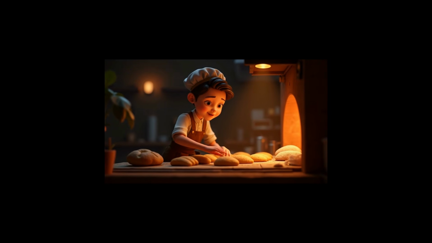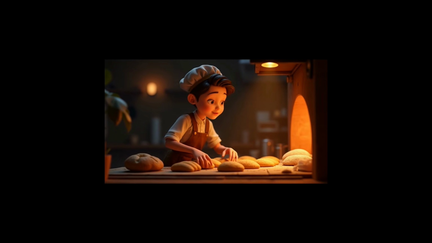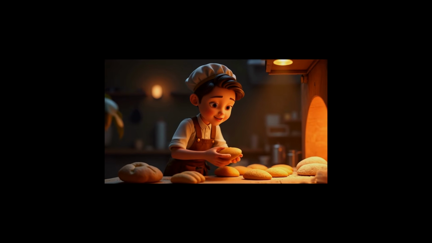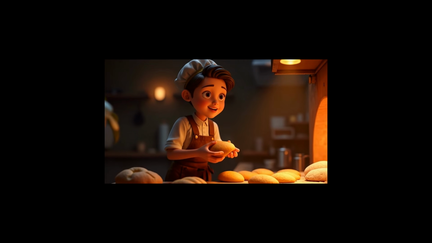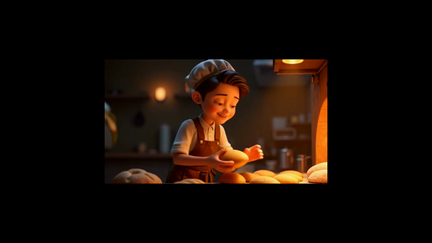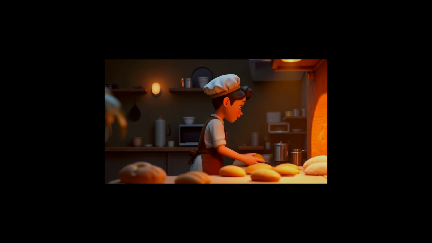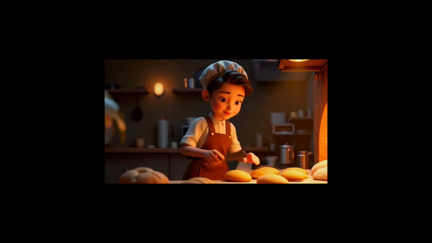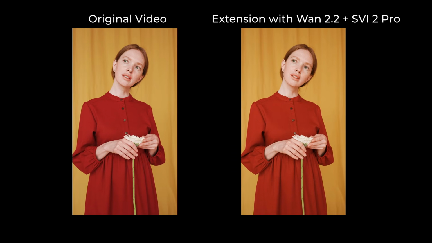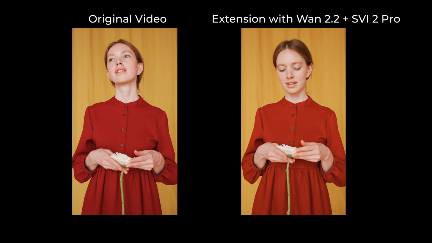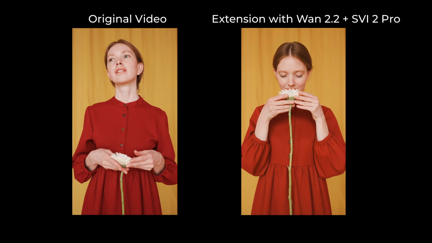Hey everyone! In another video, I talked about generating long videos using Wan 2.2 and the WanGP tool. However, the long videos I created in that tutorial had a major issue, which is motion inconsistency. Now, that issue has been solved by about 80 to 90% with the help of SVI 2 Pro. So in this video, let's see how we can use SVI 2 Pro with Wan 2.2 inside the WanGP tool.